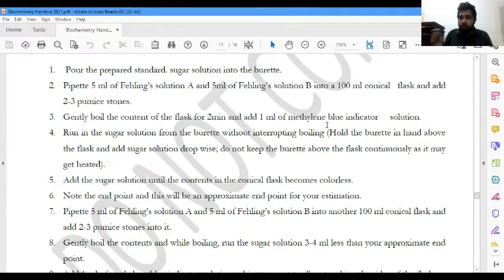Also, when you add the methylene blue indicator, add it directly to the solution, not along the walls of the conical flask. Otherwise it can precipitate, and we can't observe the proper color change. Other than that, when you add sugar solution to the conical flask, you have to add it directly to the solution, not along the walls of the conical flask, because it can evaporate and it will never go to the solution. You should think about those things.